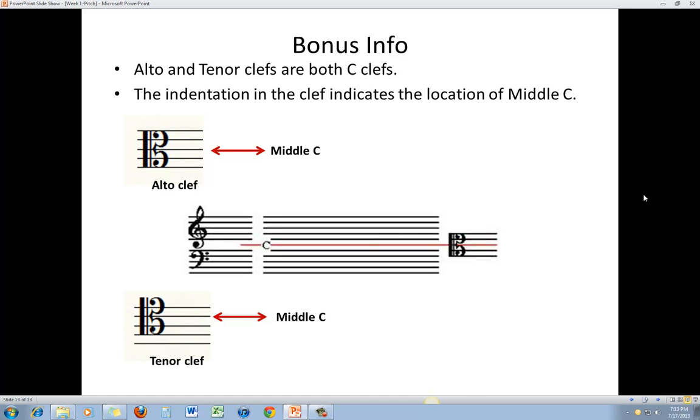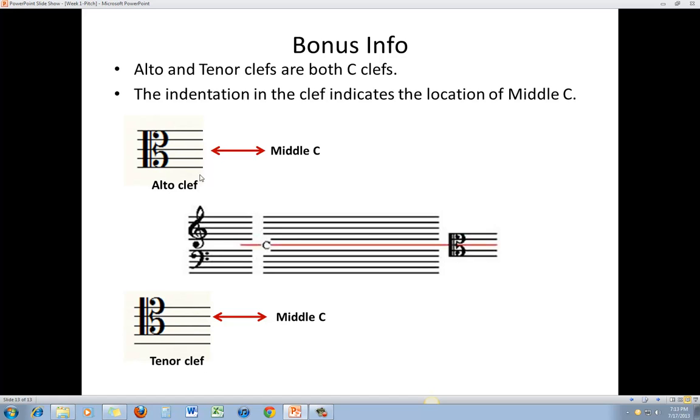And your bonus info for the day. Back on the first page there were the graphics of the alto and the tenor clefs. These clefs will not be used this semester, but they will be useful as you continue your music education. Both alto and tenor clefs are C clefs, and that means that this indentation in the clef indicates where middle C is.